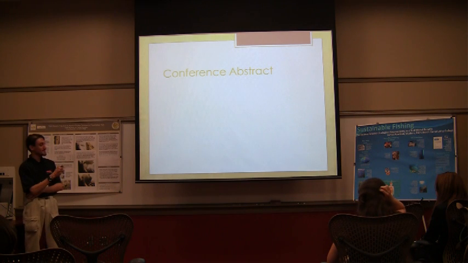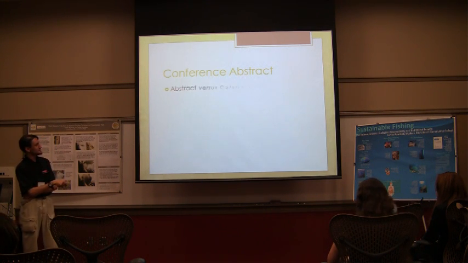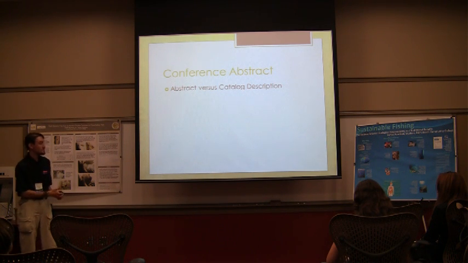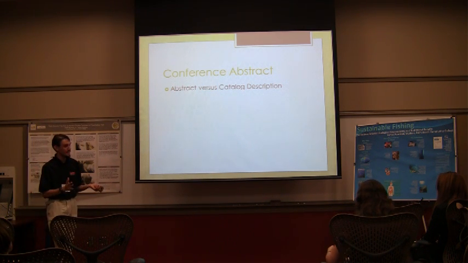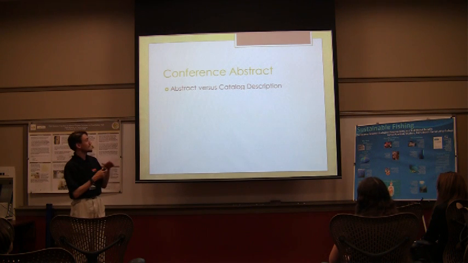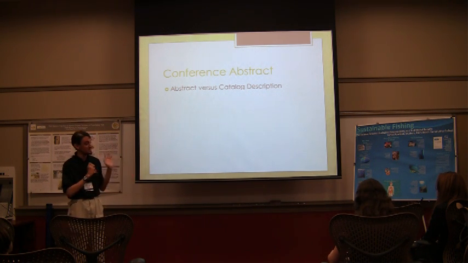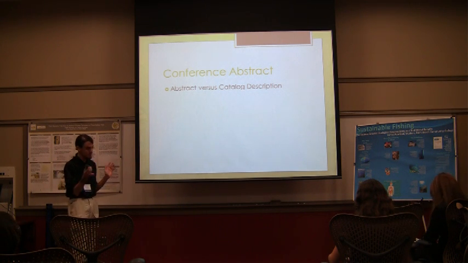Now here's the fun and the scary part. Conference abstract. Dun, dun, dun. To me, there's a difference between an abstract and a catalog proposal, or a catalog description. An abstract, especially in a research paper, is going to be between about 200 to 250 words.